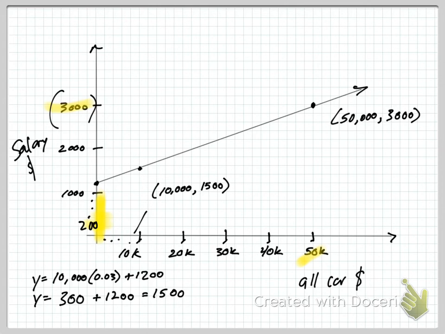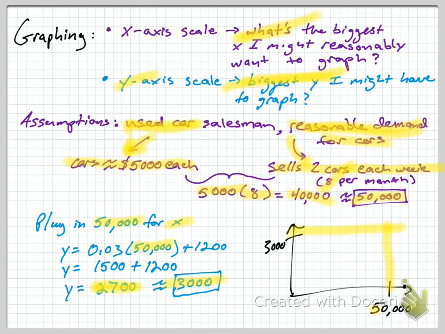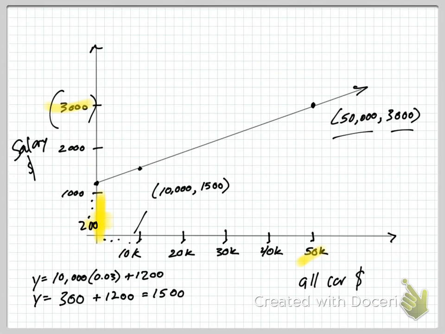Okay? And then, of course, we know one point is 50,000, 3,000 from over here. We know that another point is 0, 1,200, because if he doesn't sell anything, he makes that 1,200 base. And if you want to, you could plug in 10,000 and get 1,500 to make sure you have a nice smooth line.